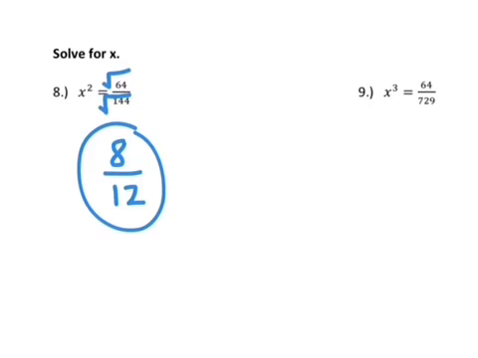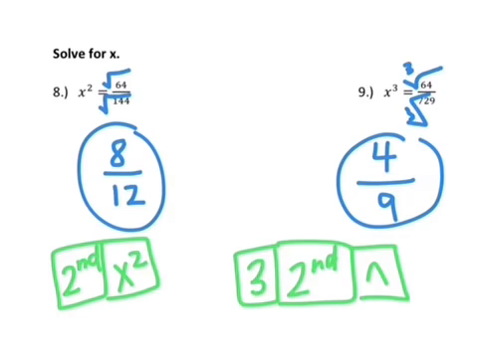Then for number 9, this is what to the 3rd power is 64. So over here we're going to do the cube root of 64. That would be 4, and the cube root of 729 would be 9. So just as a reminder, to get a square root on a calculator, we do second function x squared. To get the cube root on a calculator, we put in 3, second function, and then the caret key and the number.